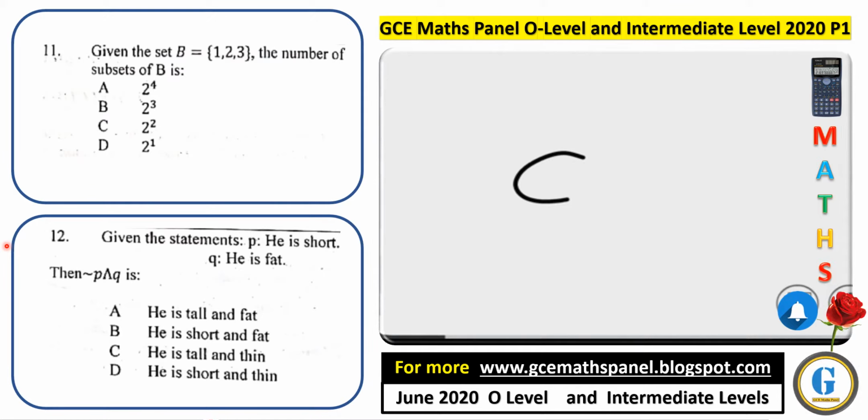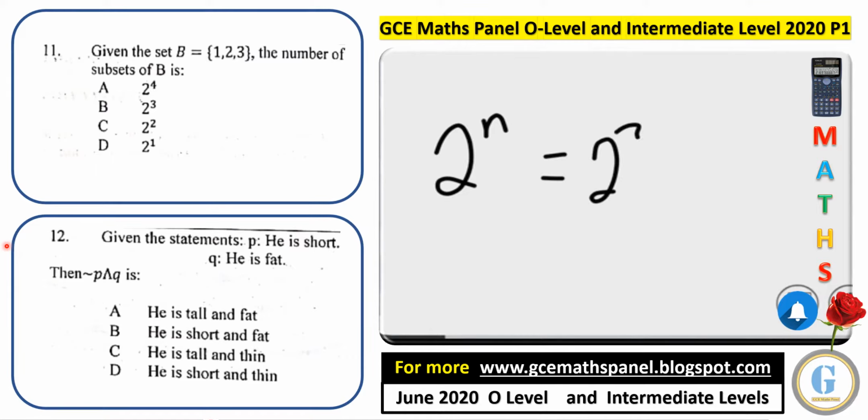Question number 11, you are given that set B with elements 1, 2, 3. How many subsets are in the set B? Now the number of subsets of a given set is given by 2 to the power n, where n is the number of elements in that set, and this set has 3 elements, so this will give us 2 to the power 3. So this set will have 2 to the power 3 subsets.